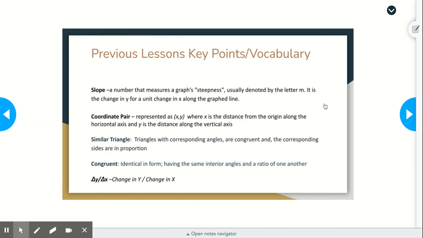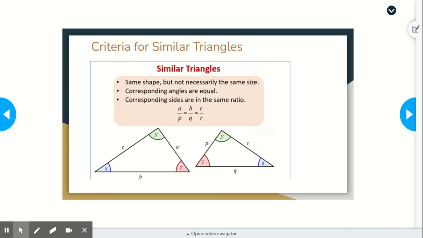Otherwise, let's go ahead and go back into our previous lesson key points and vocab. Again, you should have all 5 of these vocab words in your notebook already. If you do not, definitely take the time, go back, write them down again. But the one that we are working on today, again, is similar triangles. They have corresponding angles congruent, the corresponding sides are in proportion. And their change in y over their change in x should be the same if they are similar. Again, this is the criteria for similar triangles.